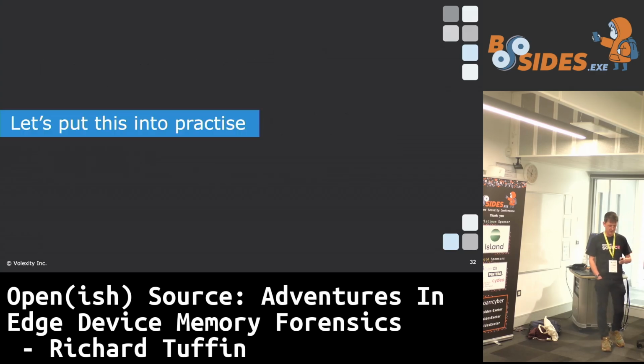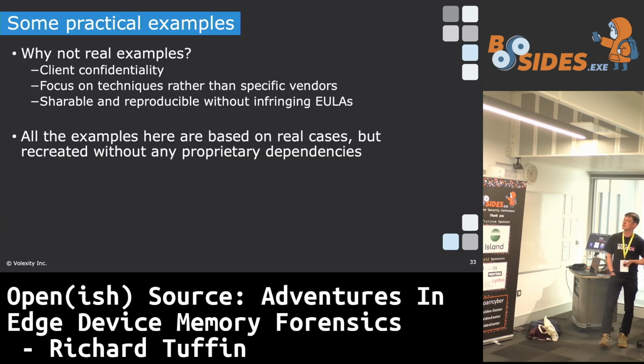Okay, so that's kind of the theory of it. Let's put this into practice. Well, I'm not using real examples here. A couple of reasons. One is client confidentiality. We work on breaches that often end up in the press, but we don't necessarily talk about the role, and that takes quite some time. So it's easy not to do that.